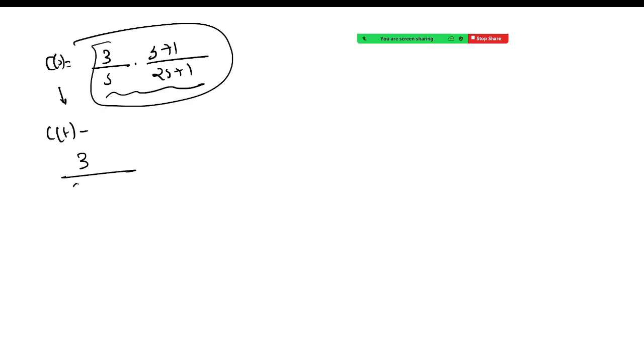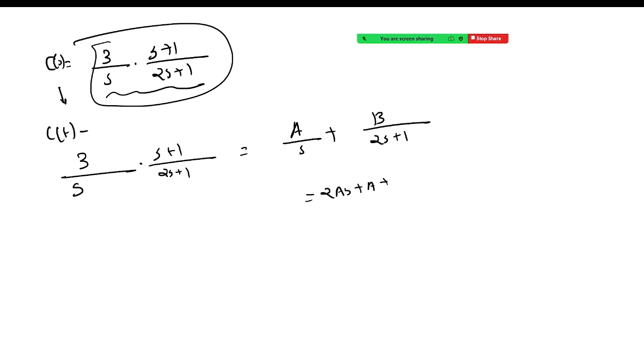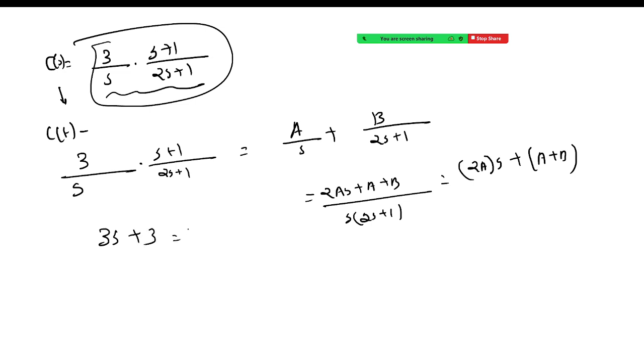So if I want to write 3 upon S into S plus 1 upon 2S plus 1, can I write A by S plus B upon 2S plus 1? So that is equal to 2AS plus A plus B divided by S into 2S plus 1. So that is equal to 2A into S plus A plus B. Fine. So that is 3S plus 3. That is equal to 2A into S plus A plus B. Fine. So now you can calculate, since the coefficients can be made equal, so 3 is equal to 2A.